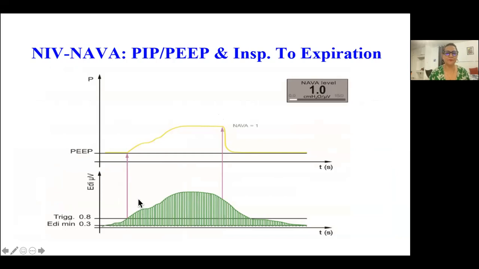So, as we already talked about, there is a trigger after 0.8 and the EDI increases. This is still here, it is the PEEP, and then the PIP is started. And once the EDI maximum has come to 70% of its peak, there will be an expiration which will start.